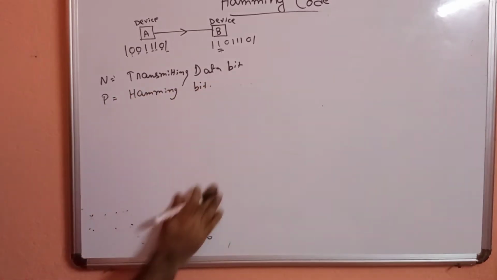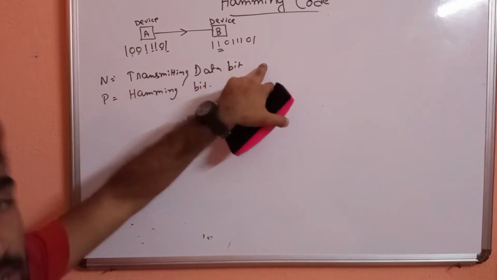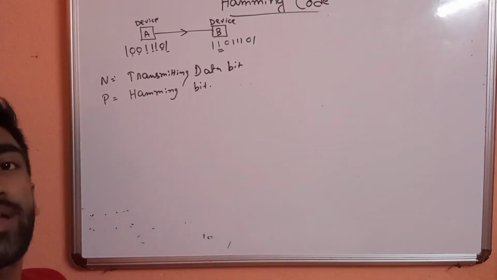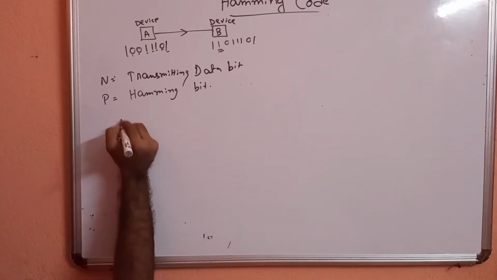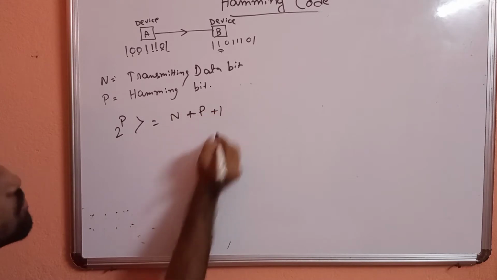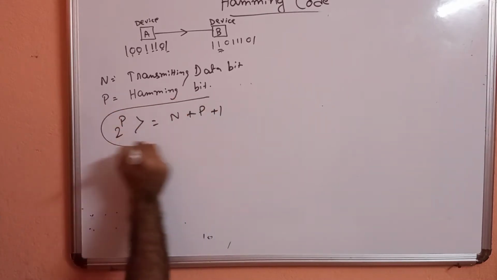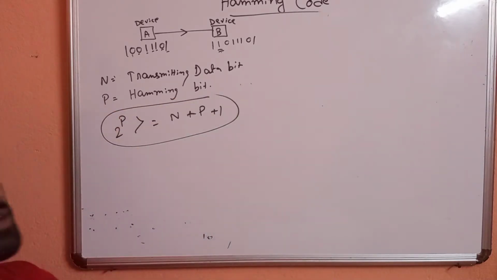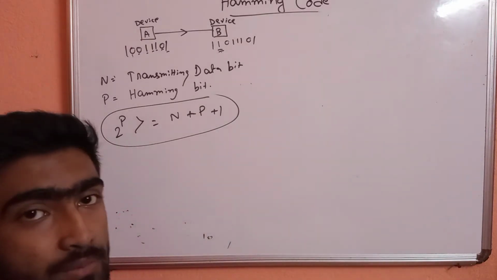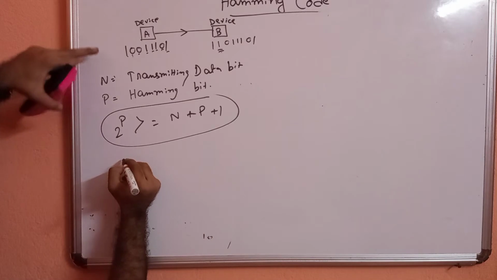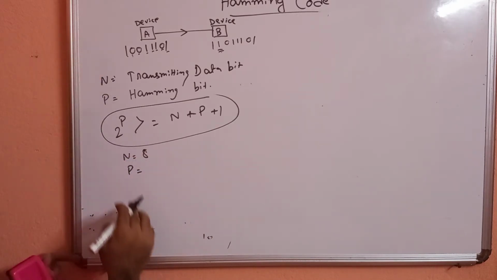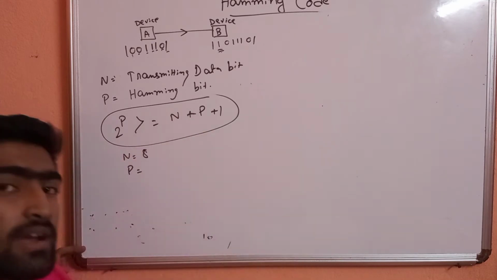For n bits of data, how many Hamming bits are required? How to find it? By this relation: 2 to the power p greater than or equal to n plus p plus 1. By this relation, we find out for n bits of data how many Hamming bits are required. Here what is n? n is 8. p will be what?